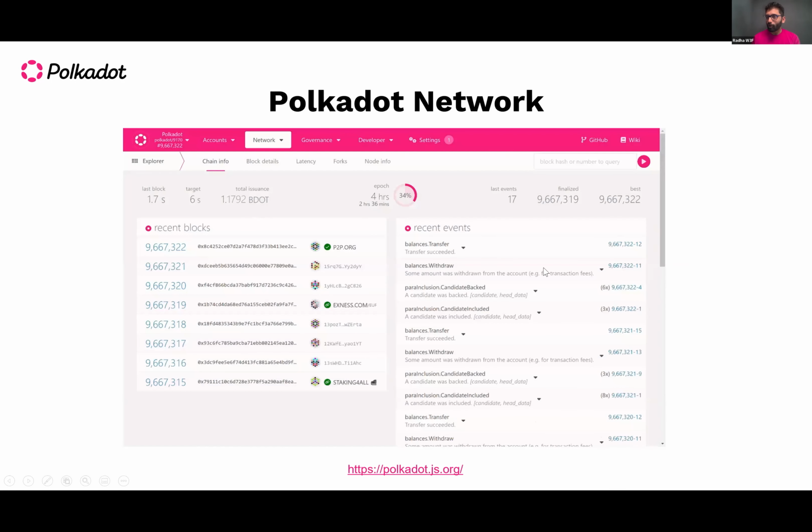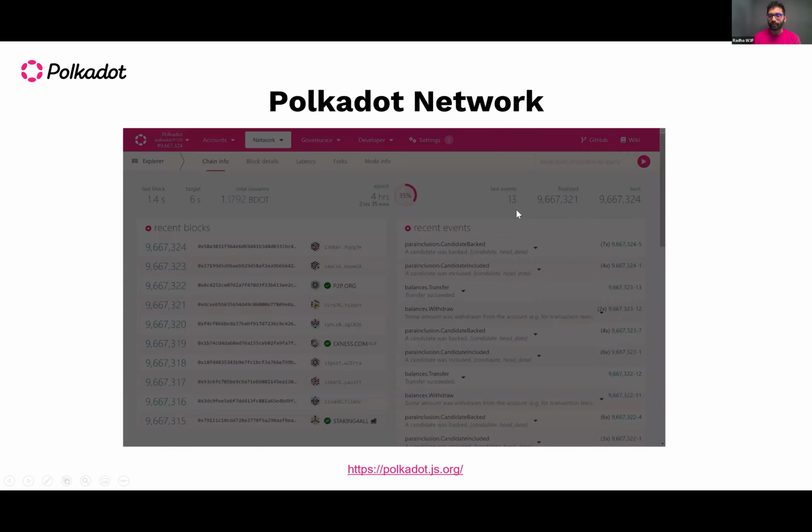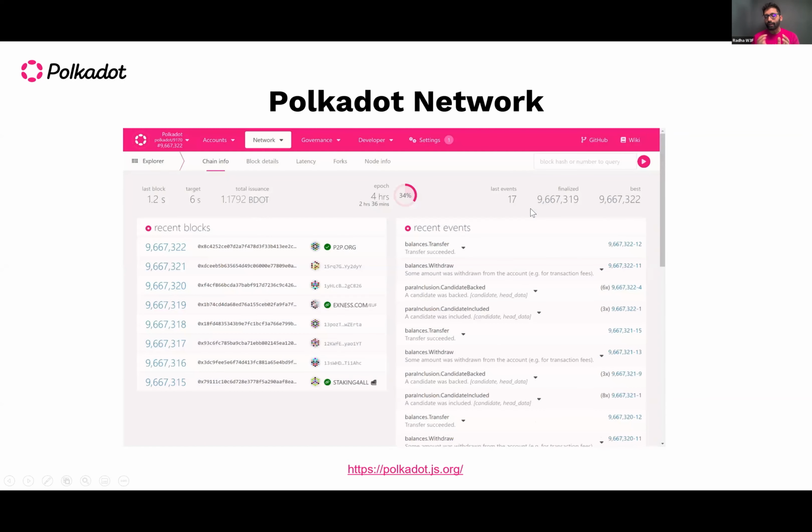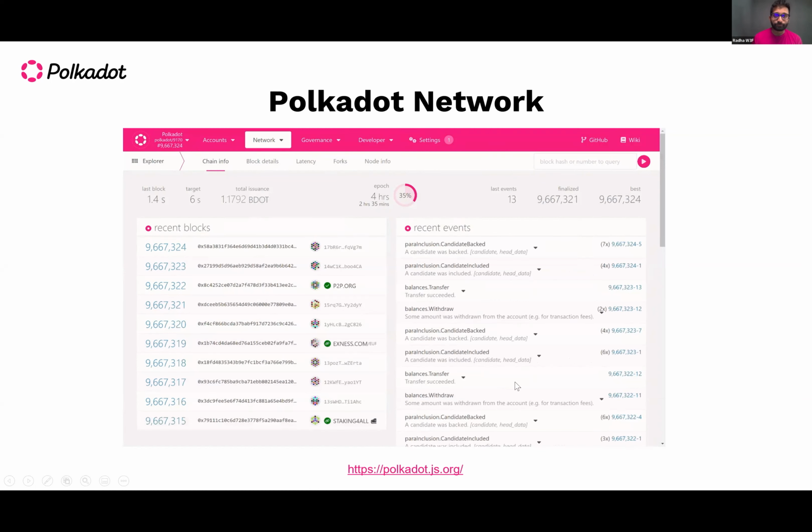And in each block, you have a bunch of user-submitted extrinsics. These are the transactions, like transfer 10 DOT to a different account. So that transaction, as well as some events, get added in each block. And then the blockchain is alive and live as well. So you can click on this, switch to the Polkadot network and see the network in action.